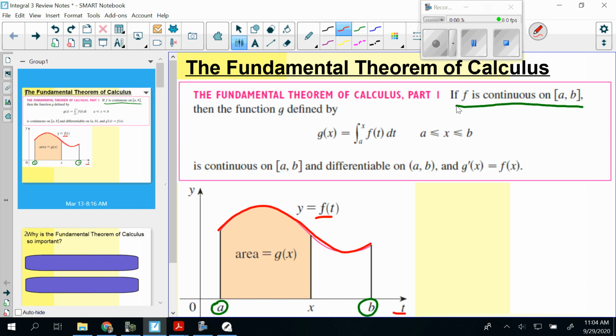And so this y-axis here would be y, or f of t here. And so our graph, you can see, is right here showing that function as a function of t. Well, what we're going to say now is let there be some x value in between a and b.